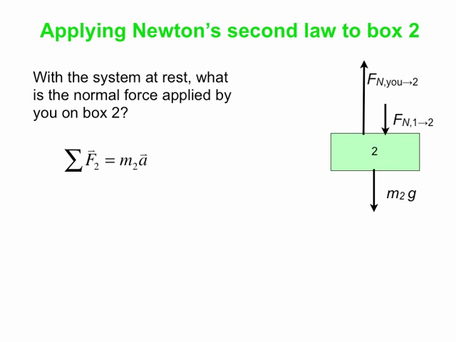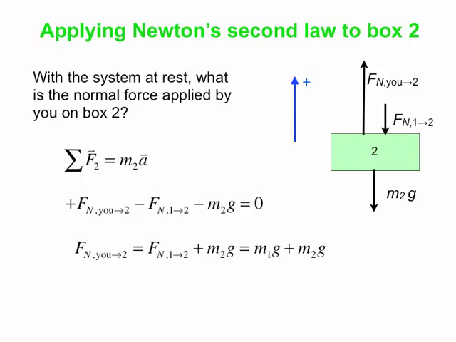The sum of all the forces added up as vectors applied to box number 2 is the mass of box 2 times its acceleration. Again, we'll take up to be positive. The only upward force in the picture is the normal force applied by u on 2, so that goes in with a positive sign, minus the normal force applied by 1 on 2, minus m2g equals 0.